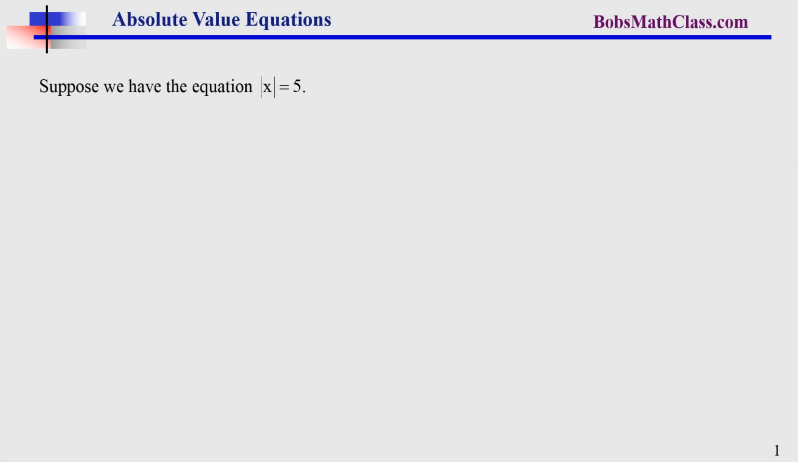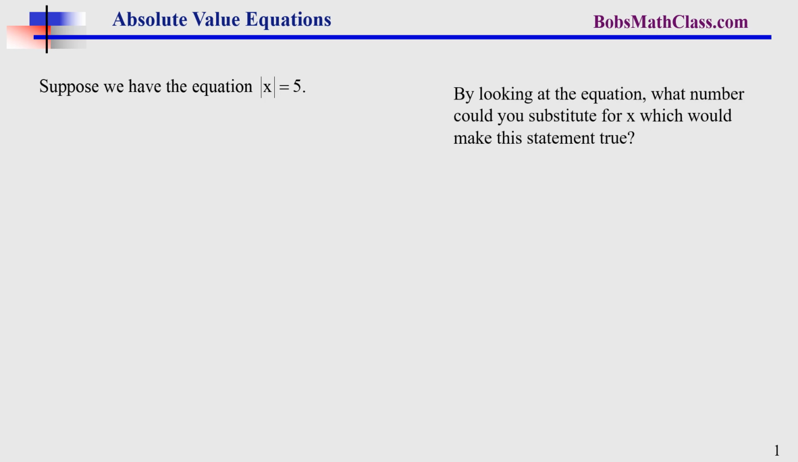Hey everyone, this video is on absolute value equations. So let's suppose we have this equation, the absolute value of x equals 5. By looking at this equation, what number could you substitute for x which would make this statement true? So without doing any work, the absolute value of what number would give you 5?